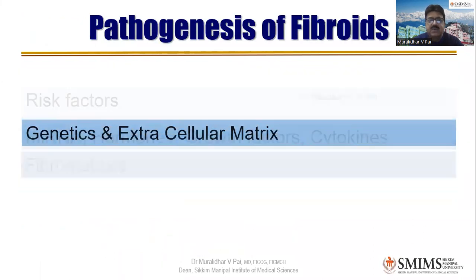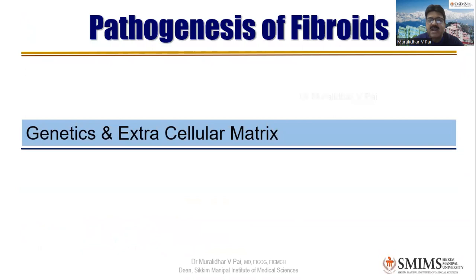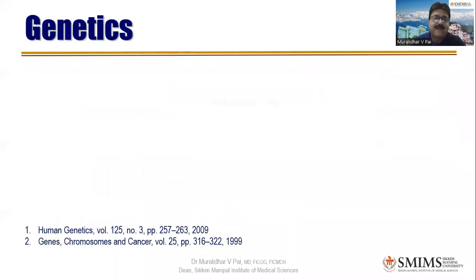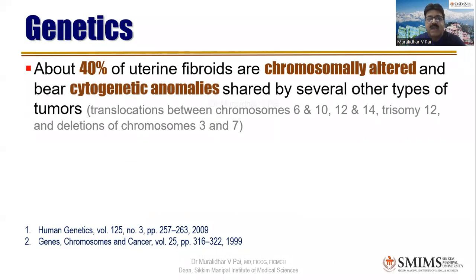Fine. Let's now go to the next aspect, genetics and extracellular matrix. I kept on talking about extracellular matrix. What is this? Let's see. Before that, genetics. About 40% of uterine fibroids are chromosomally altered and bear cytogenetic anomalies shared by several other types of tumors. We all know most of the tumors have genetic origin, isn't it? Genetics is not final.